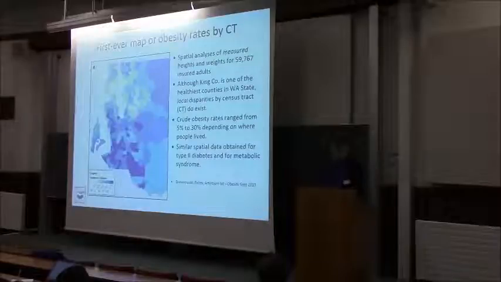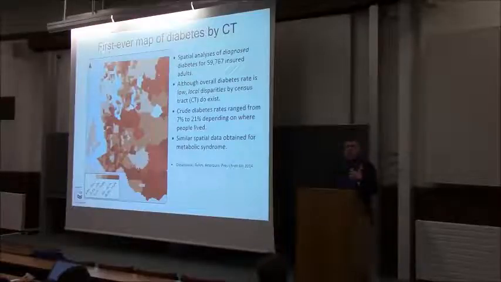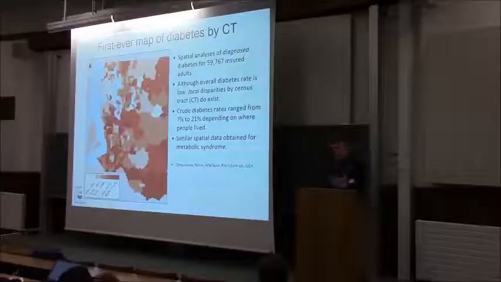This map was published in International Journal of Obesity Research, and this one here was published in Preventing Chronic Disease. And again, this is the first ever map of diabetes at the level of the census tract using health data from the healthcare system.